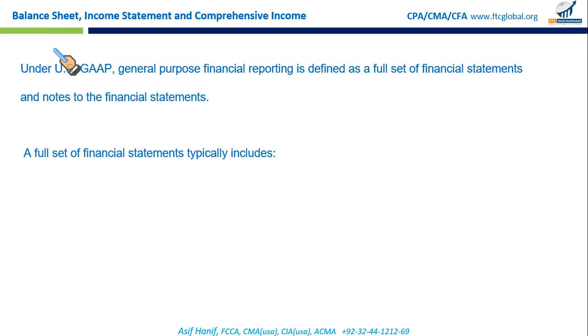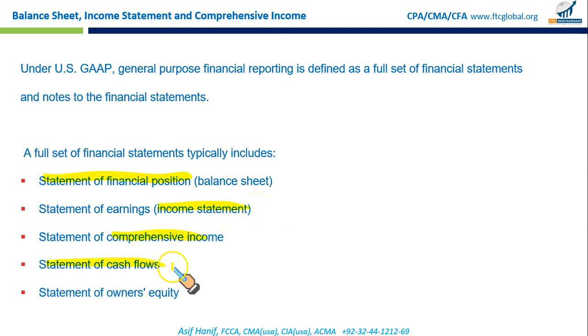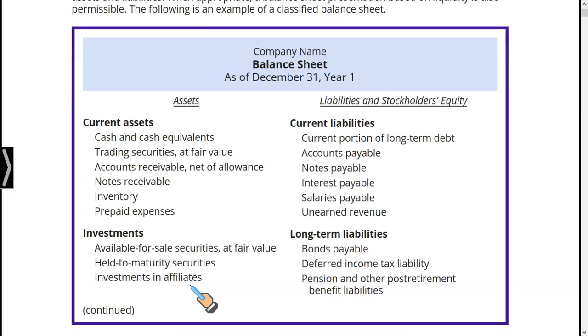A full set of financial statements typically includes five components, namely statement of financial position, also called balance sheet, statement of earnings, called income statement, statement of comprehensive income, statement of cash flows, and statement of owner's equity. We are going to discuss each one of them in sufficient detail so as to give you the complete syllabus coverage. So first, let's have a look at a balance sheet, how it is structured and what the components are, and then we'll discuss as we proceed.